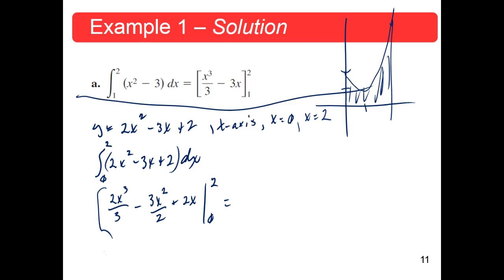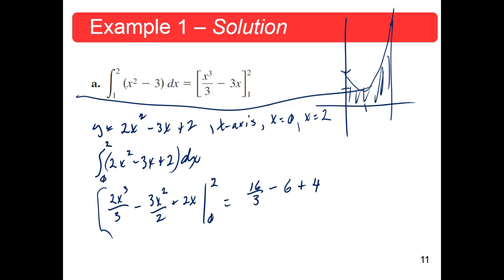Okay. So, plug and chug, what do we get? 2 cubed is 8, times 2 is 16 thirds, minus 2 squared times 3 is 12, over 2 would be 6, right? Plus 2 times 2 is 4. Now, I know y'all are tired, so I'll do the zeros for you. 0 plus 0 plus 0. All right, got them done.